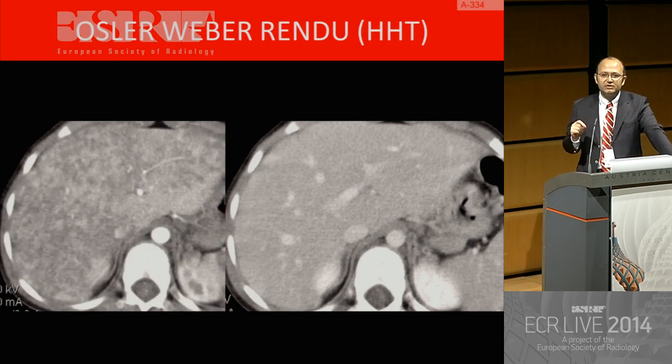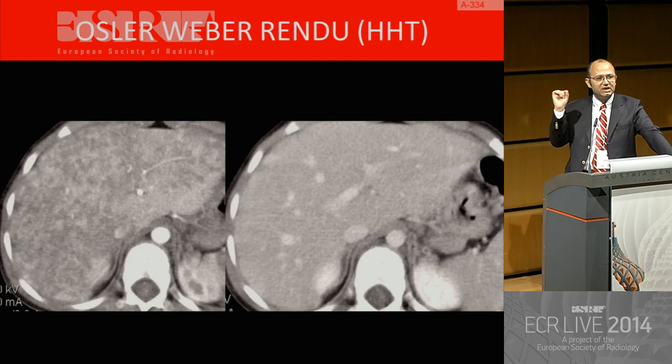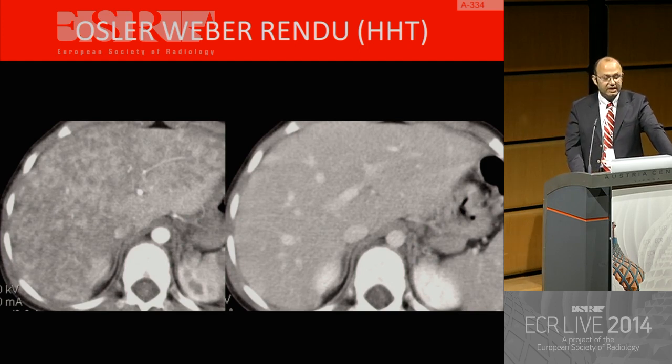It is called Osler-Weber-Rendu disease. Most of the time, the clinical question is is there a liver involvement? Because this is important from the prognostic point of view, and you can see the difference. The venous phase is normal, but arterial phase is diagnostic.